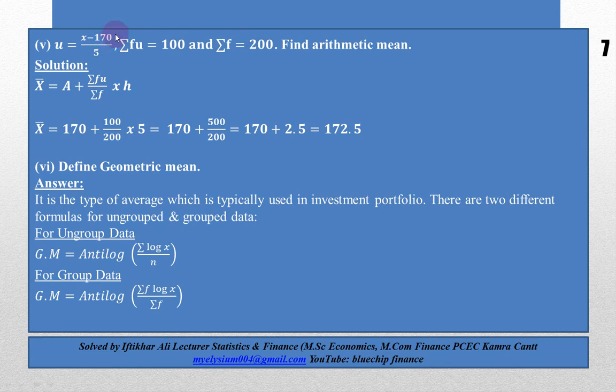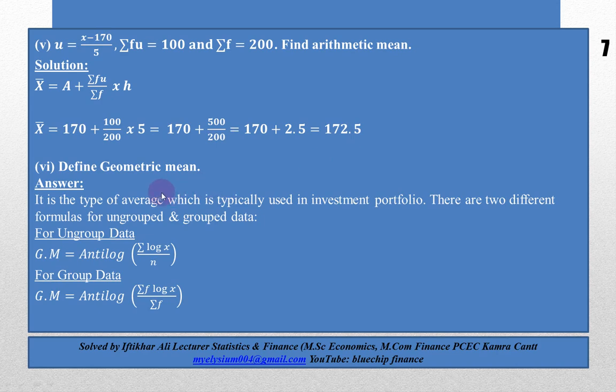Also remember one thing, that u is equal to x minus a over h. So a is 170 and h is 5. So after putting the values into this formula, the mean will become 172.5.